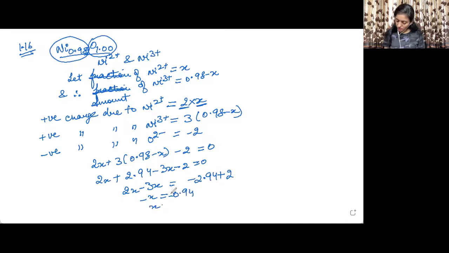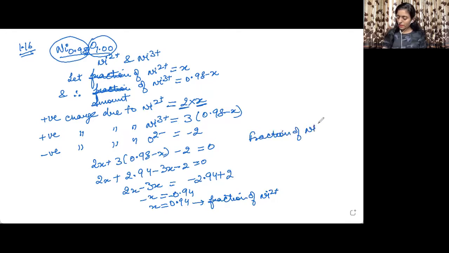X will be minus 0.94. X will be equal to 0.94. So this is the fraction of Ni2 positive ions. What will be the fraction of Ni3 positive ions? Total fraction is always equal to 1. Okay. So the fraction of Ni3 positive will come out to be equal to 1 minus 0.94, so 0.06. So this will be the fraction of Ni3 positive ions.